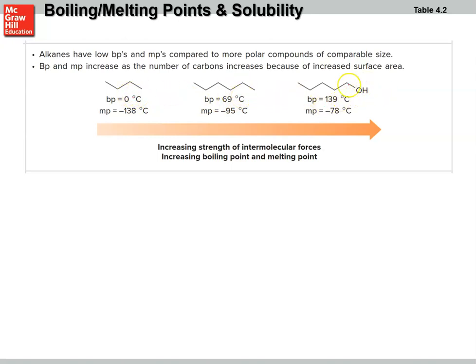And then we add a hydroxyl group, which has the capacity to hydrogen bond. Then it increases it quite dramatically. So you can see that boiling point increasing and the melting point as well increases with those different capacities. So again, increasing strength of the intermolecular forces by having more carbons or different capacities based on their makeup changes the boiling and melting points.